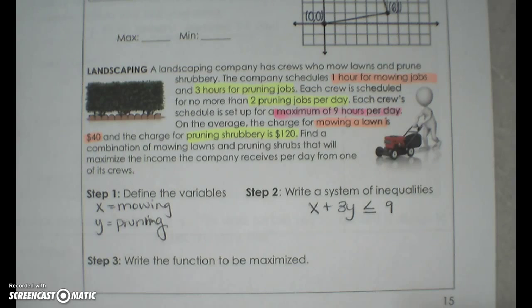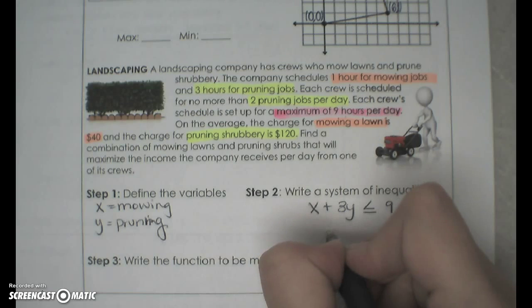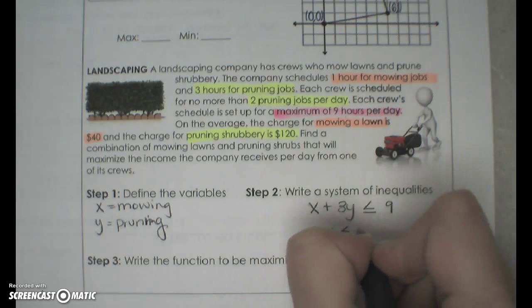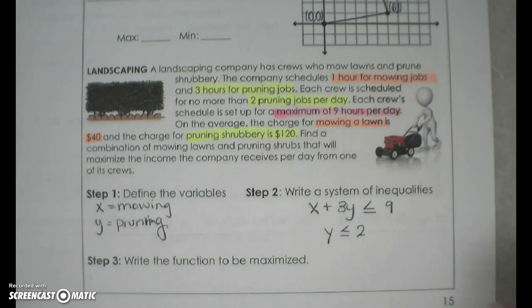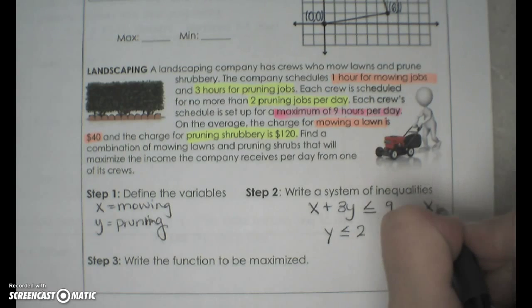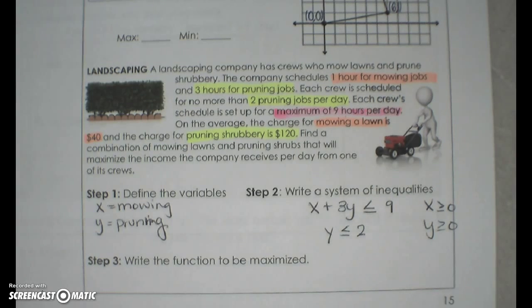Okay, the next thing was we had 2 pruning jobs per day. So we can't do any more, so y has to be less than or equal to 2. The other thing is, since this is real world, we can't have any negatives. So we're going to make x greater than or equal to 0 and y greater than or equal to 0 because we can't do negative jobs. That's not possible. So think of it all as being positive.